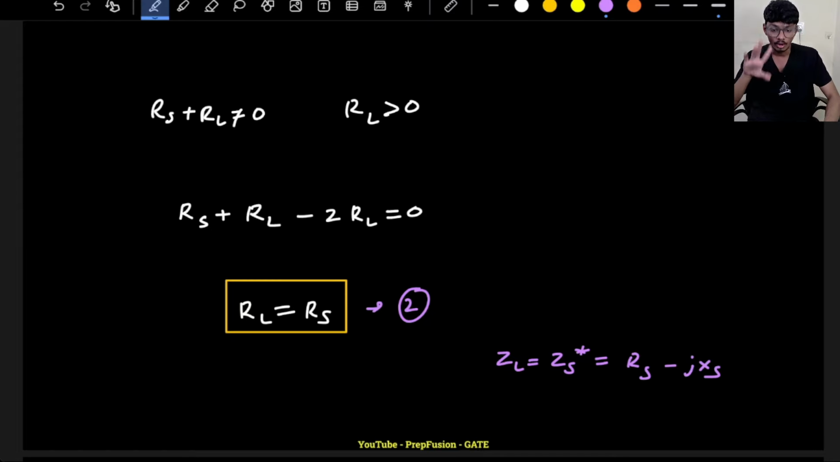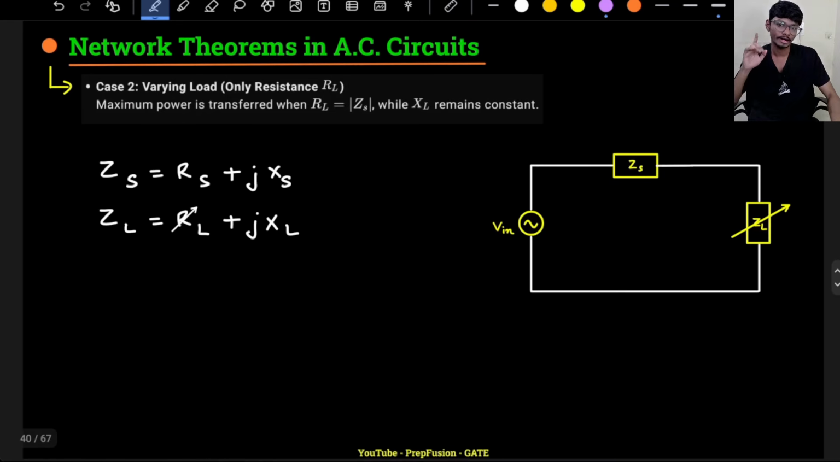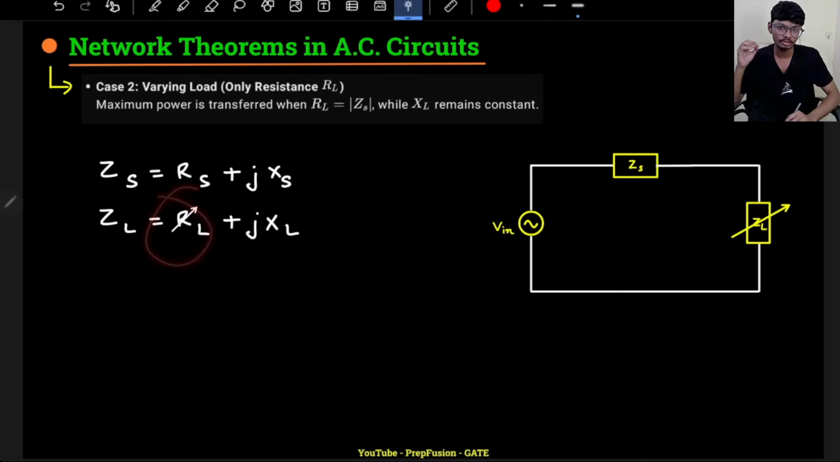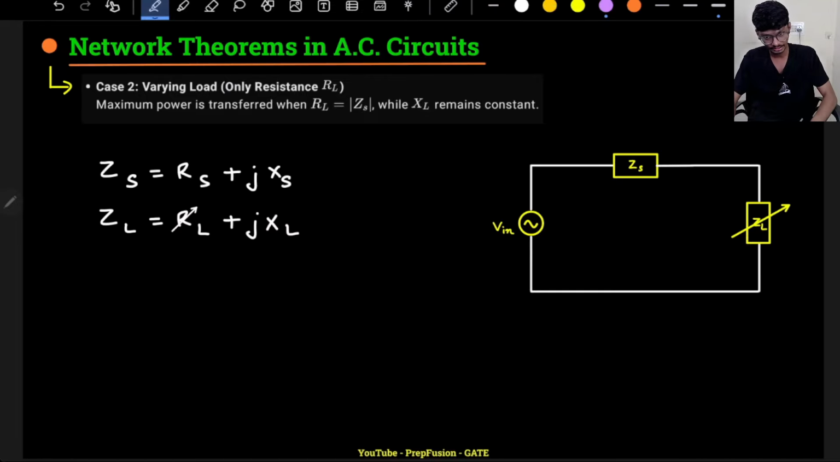Now what if I tell you that you cannot vary the XL? What if I tell you you cannot vary the load reactance, you can only vary the resistance? Then you have to assume XL plus XS to be constant, then you have to directly solve. So if I assume my RL is varying, XL is not varying, XL is fixed, that is the only option. So again I will write the whole formula.